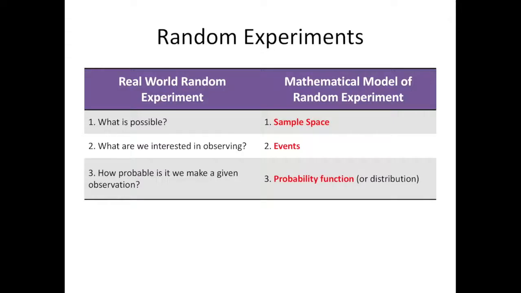Finally, after we know what's possible and what we're interested in observing, we'd like to know how probable it is we make a given observation. This is where probability theory comes into play. We'll define a probability function or a distribution later on. That's where the probabilities come into the problem.